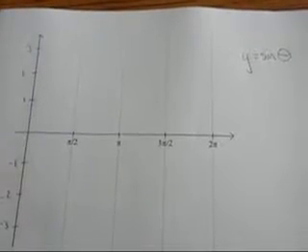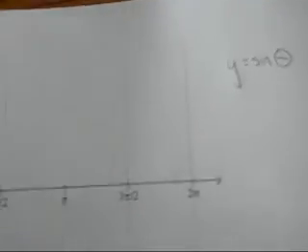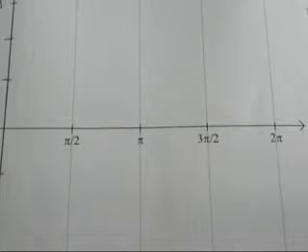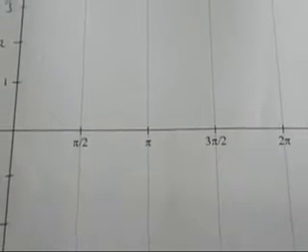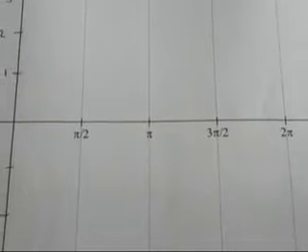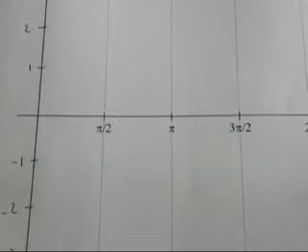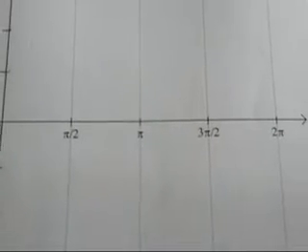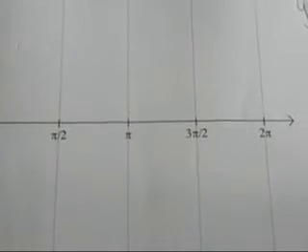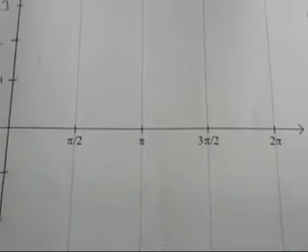Let's begin by looking at the parent function for y equals the sine of theta. Notice how I have my x-axis, which in this case is my theta axis, labeled. I have definitely identified my 0 point, where my y-axis and x-axis meet, half pi, pi, 3 pi over 2, and 2 pi. Always start with those 4 basic marks.